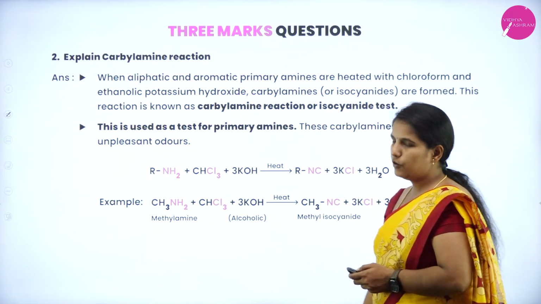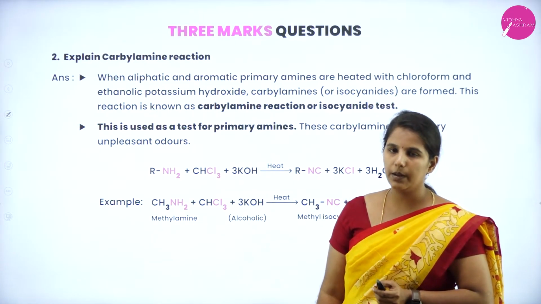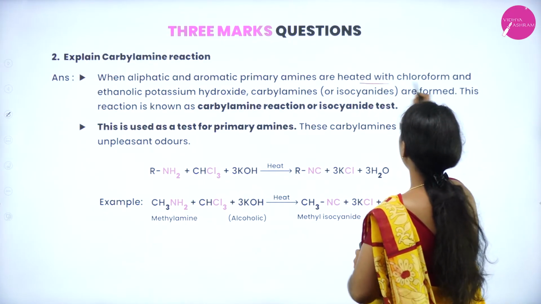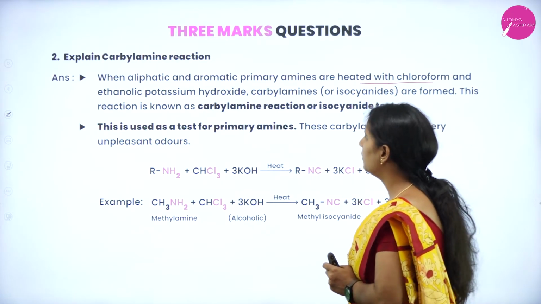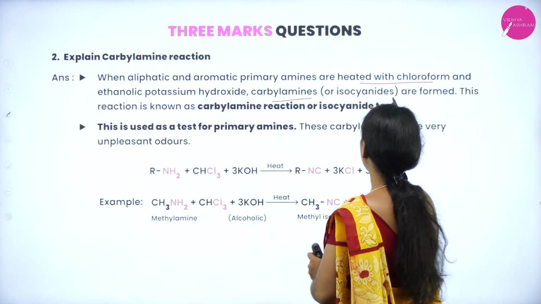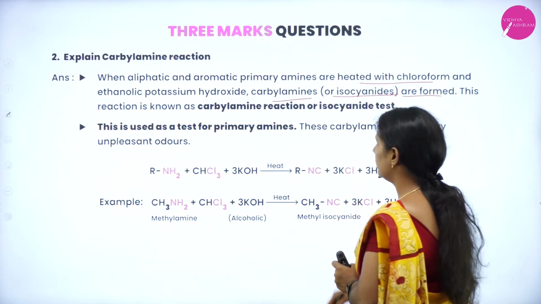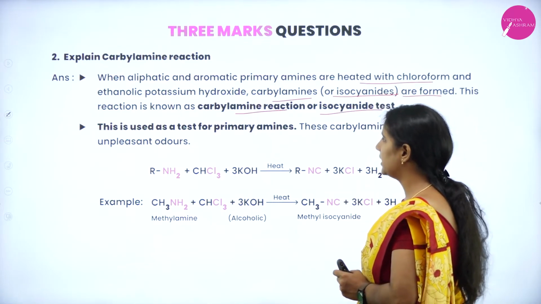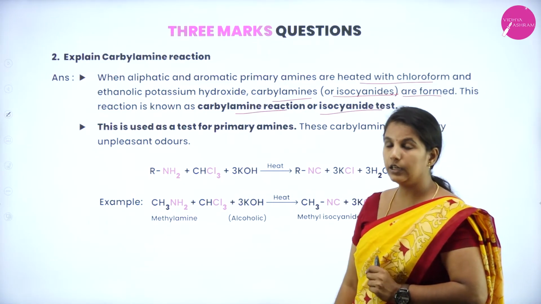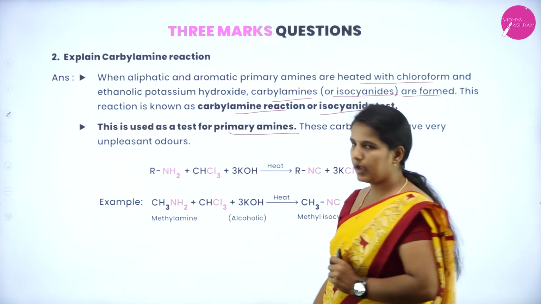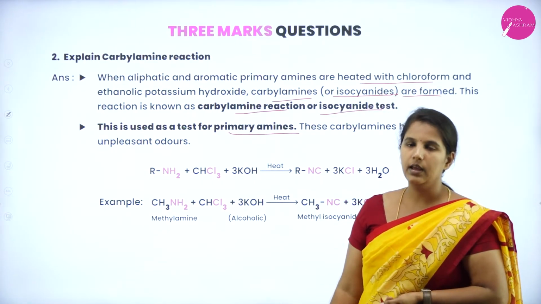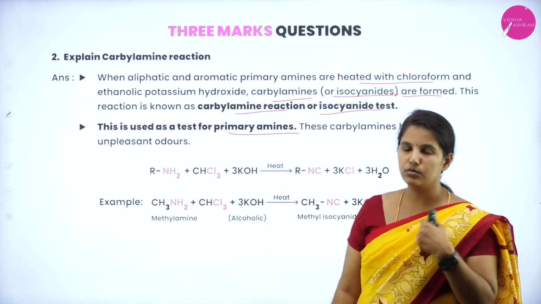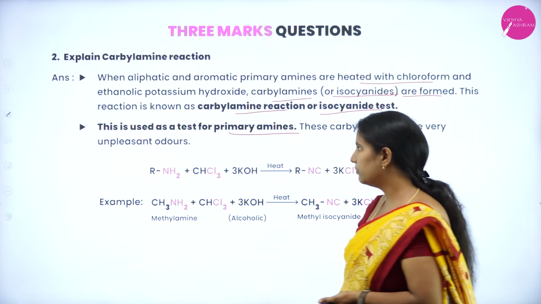Next, we have one more important question, that is the carbylamine reaction. Aliphatic and aromatic primary amines are heated with chloroform and ethanolic potassium hydroxide. Carbylamine, which is known as what? Isocyanides will be formed. These reactions are said to be carbylamine reactions or the isocyanide test. Why is this test done? To check for primary amines. Suppose a mixture of primary and secondary amines is given, we can use this carbylamine test to confirm the primary amine.